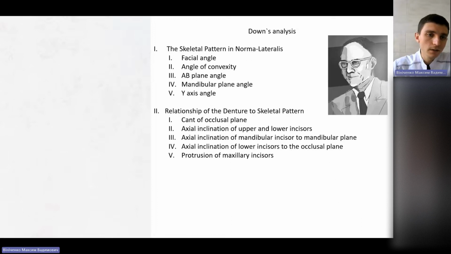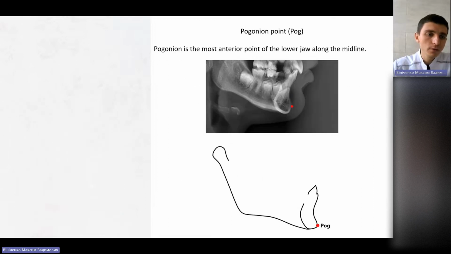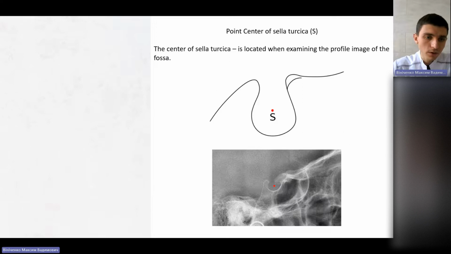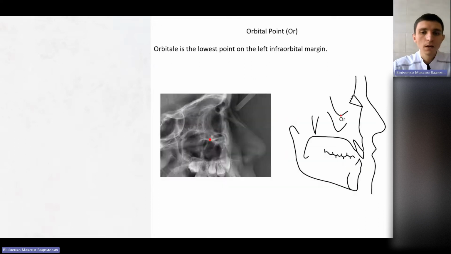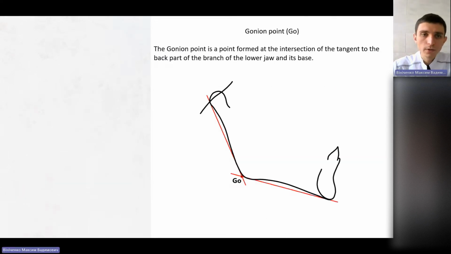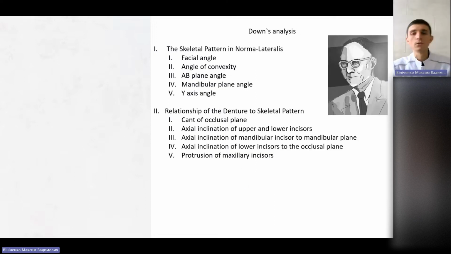In your practice, at first view, you could think that it's very difficult to determine these points. And for these Dose analysis or Gibbs analysis or Cherabak angles analysis, Tweed's analysis, there are different types of these analyses.